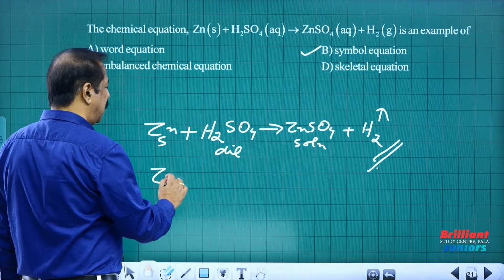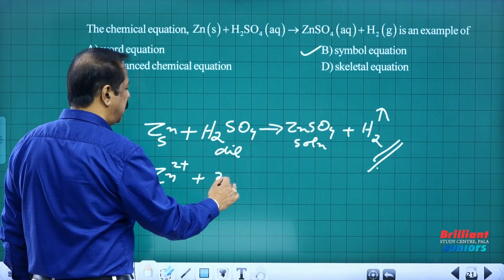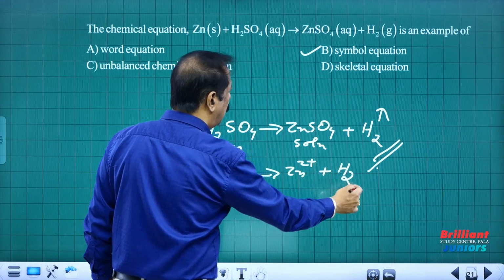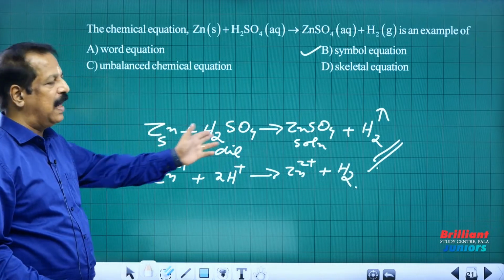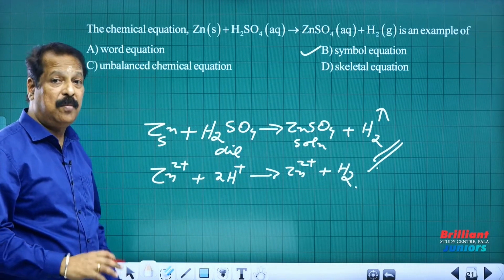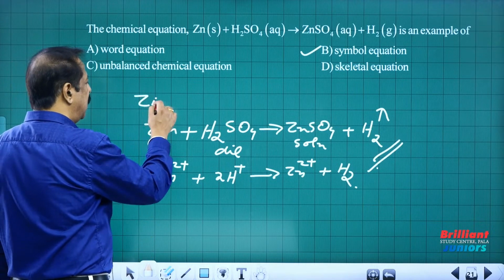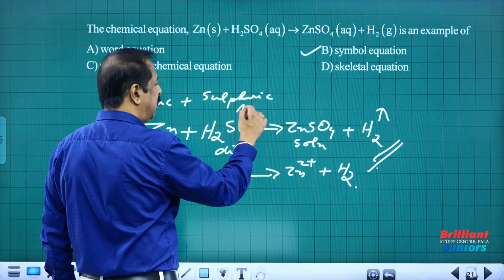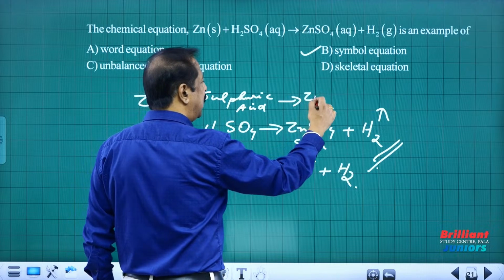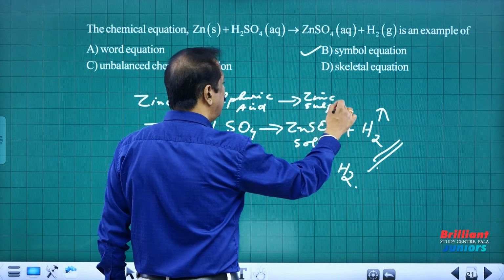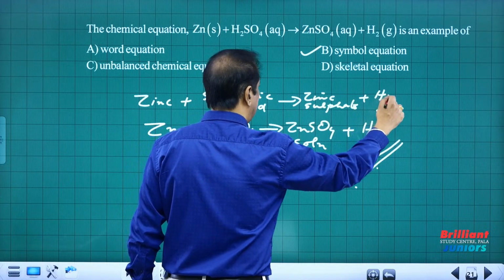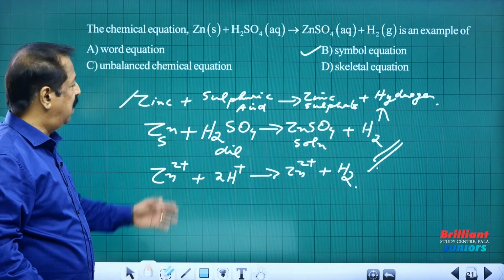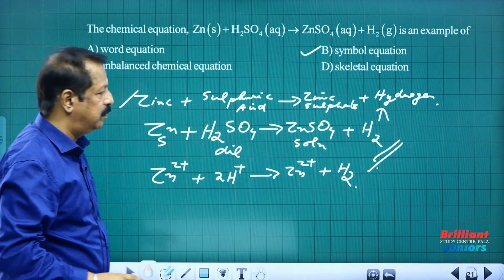A skeleton equation is this: Zn2+ plus 2H+ giving Zn2+ plus H2. This is called a skeletal equation, and this is a balanced equation, so this is not unbalanced. This is not a word equation. A word equation is this: zinc reacts with sulfuric acid giving zinc sulfate plus hydrogen. This statement, the first one, is called a word equation, and this is an example of a symbol equation.